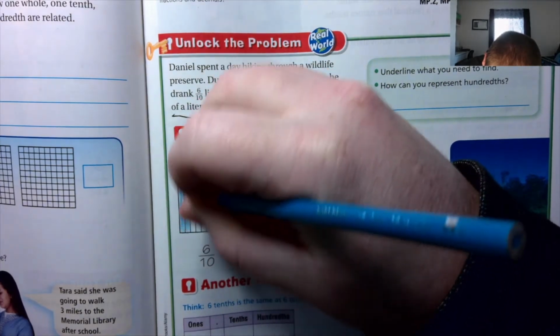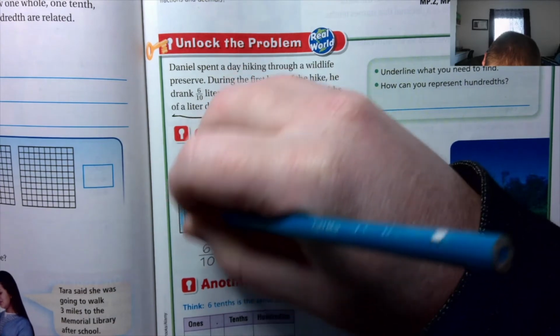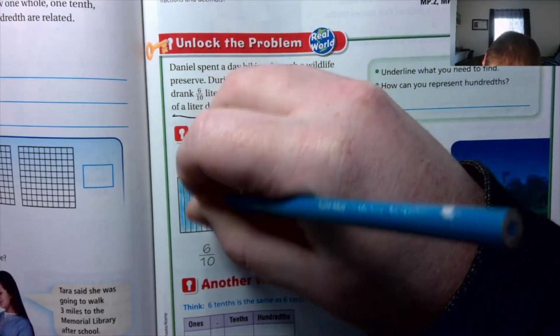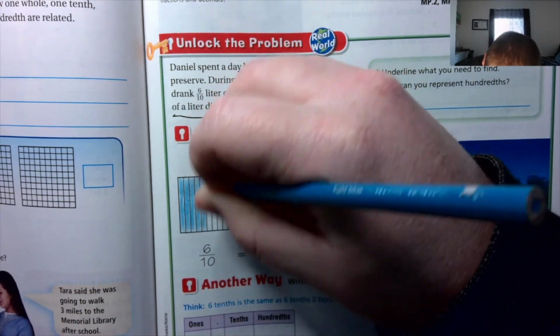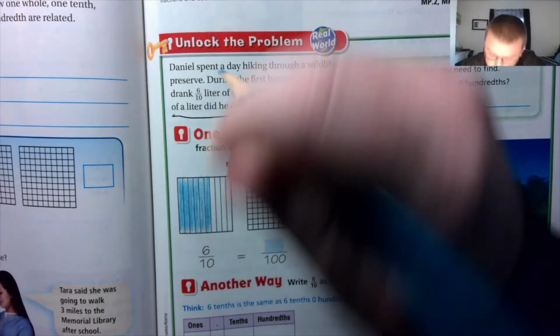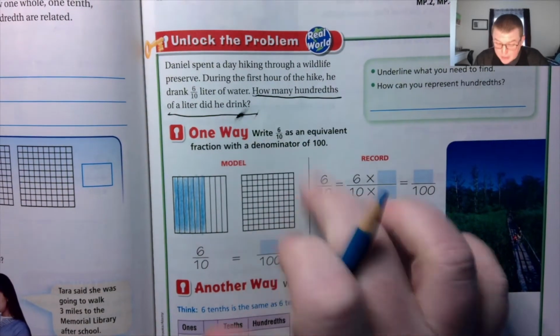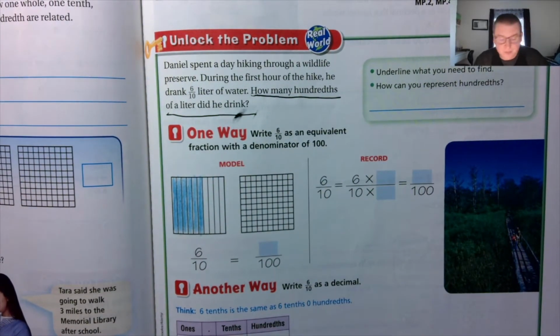So that's 2, 3, 4, 5, 6. So in our picture, this does in fact represent 6/10. But we have to be able to represent something in hundredths here. But let's go ahead and look at the math.